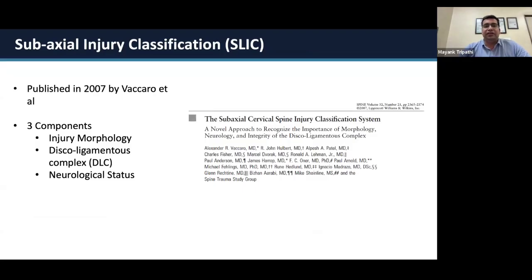Now, the subaxial injury classification system, which we most commonly use. These are the two latest: the AO Spine classification and the subaxial injury classification system. The subaxial injury classification was proposed by Vaccaro et al. in the year 2007. It took into consideration three components: the injury morphology, the status of the discoligamentous complex, and the neurological status of the patient.